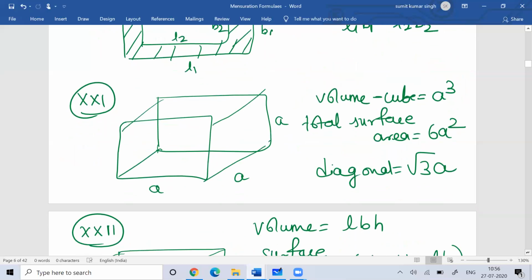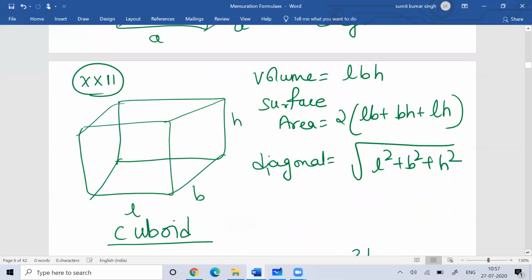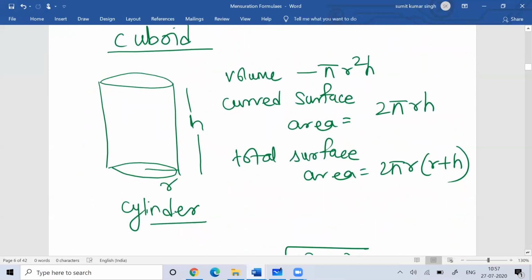Then area of a track, you can understand, this is an easy thing, length into breadth formula. Then if I talk about a cube, a cube is a cuboid where length, breadth and height are all equal. So this is the volume of a cube, a cube. Total surface area, 6a square. Diagonal you can understand. Three dimensionally you can visualize the figure. That would be root 3 a. Similarly, for a cuboid, the length, breadth and height are unequal, and then you get their volume, total surface area and the diagonals. Then the cylinder, the volume formula of a cylinder is pi r square h.